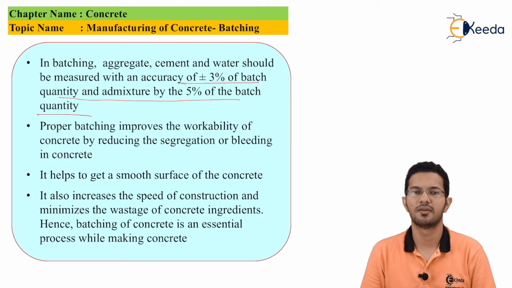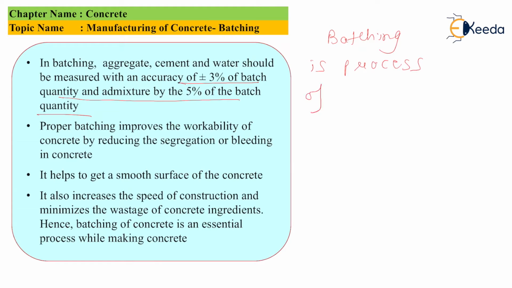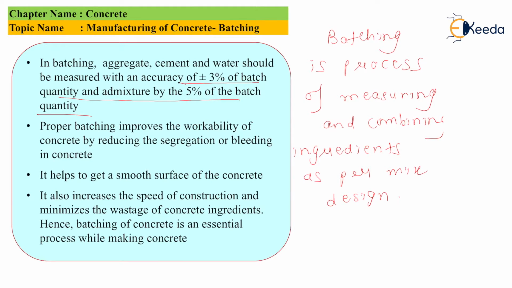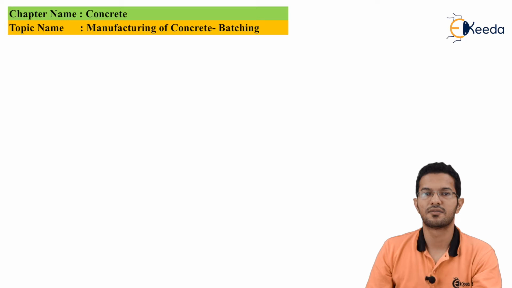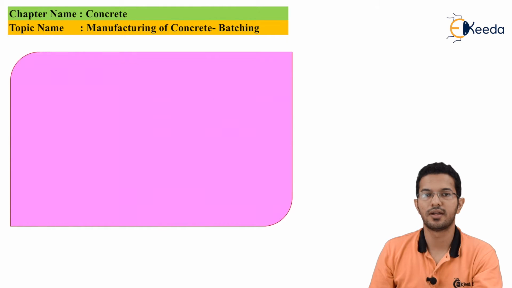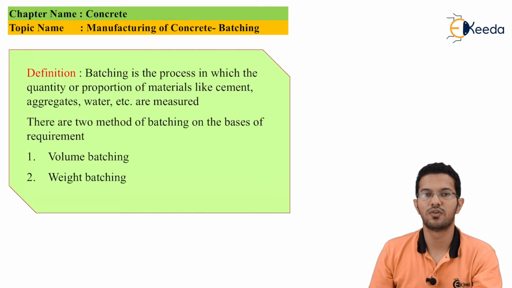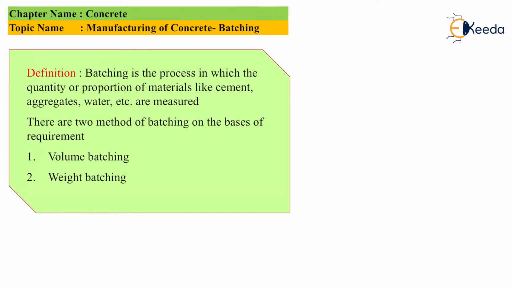Now we will talk about the benefits of proper batching. Batching is the process of measuring and combining concrete ingredients as per mix design. Batching accuracy is very important. High and uniform quality of concrete can be achieved by measuring the concrete ingredients accurately for each batch. The concrete batching is a facility for mixing and blending concrete ingredients skillfully to produce a uniform quality of concrete with desired strength.